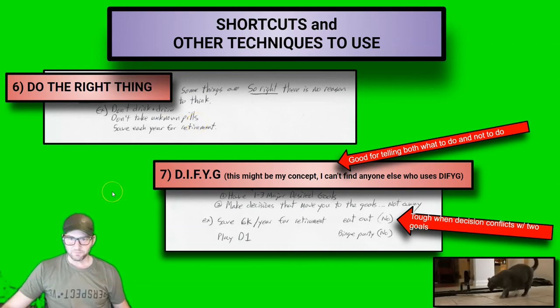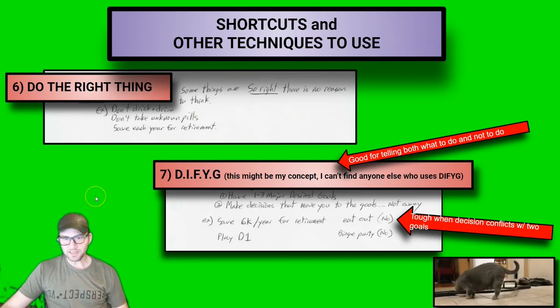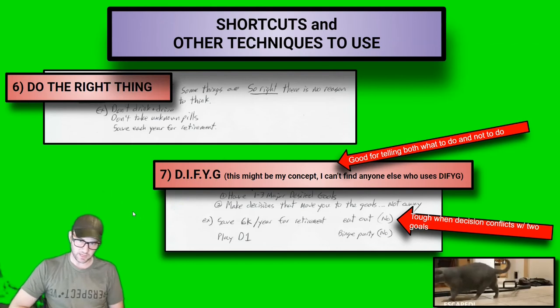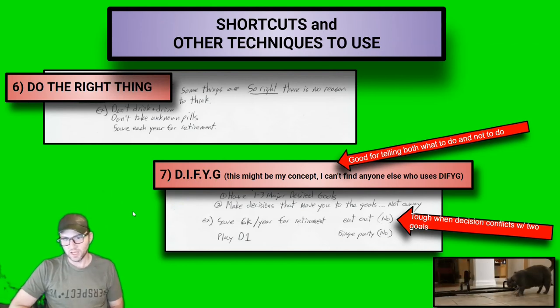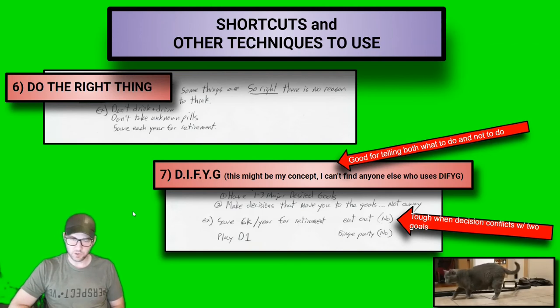And finally today, we've got the last shortcut technique, DIFYG: Does it fit your goals? This might be my own concept. I've searched the internet for the phrase "does it fit your goals" and for DIFYG, and nothing comes up. If it doesn't show up on a Google search, I don't think anyone's ever published it. This might be my very own concept.